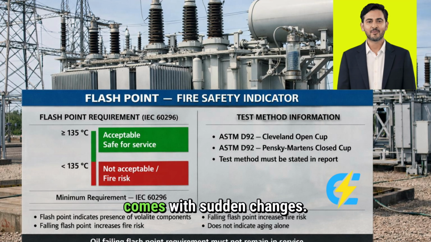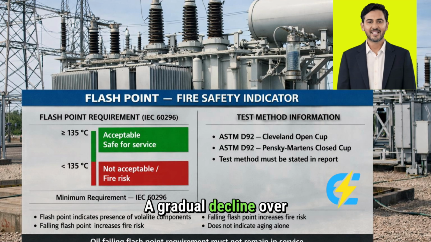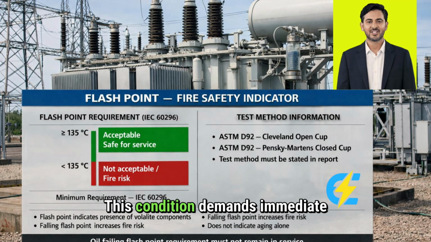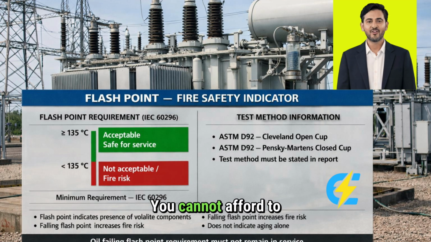But the real danger comes with sudden changes. A gradual decline over years might indicate normal thermal stress. A sudden drop? That's your transformer screaming for help. This indicates internal arcing, oil cracking, or fuel-like contaminants present. This condition demands immediate action. You cannot afford to wait or hope it stabilizes on its own.